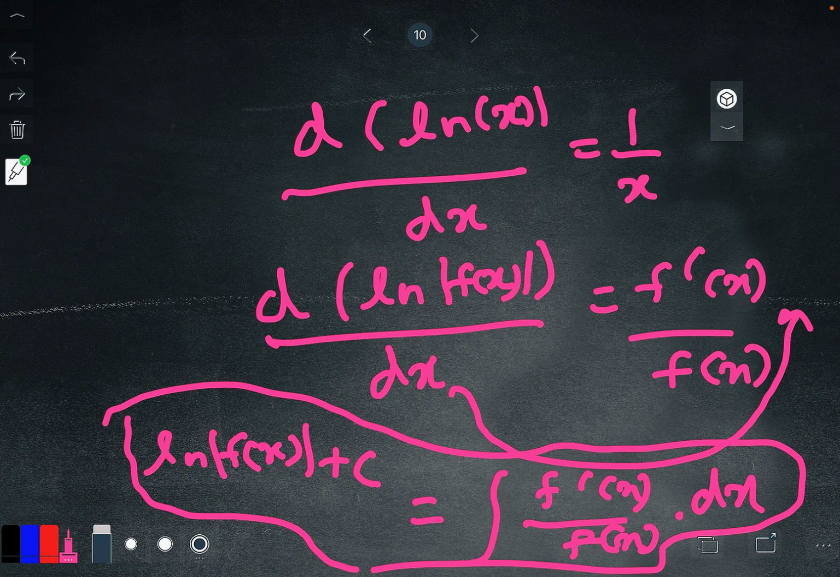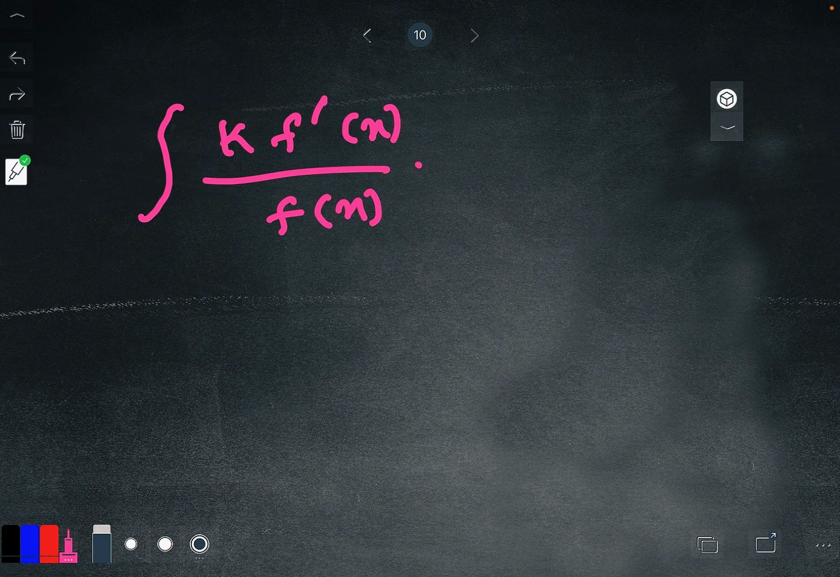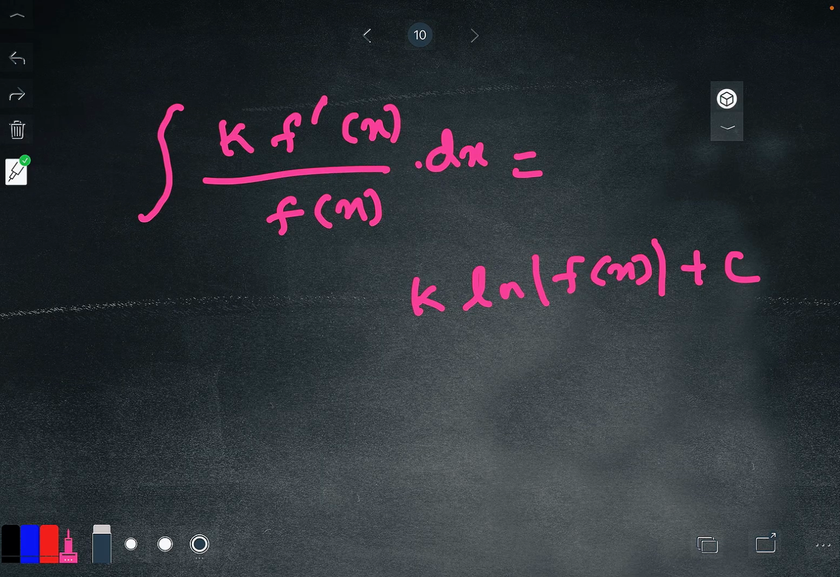And this is the important idea that we're going to discuss in this session. The integral of f prime x over f of x is equal to ln f of x plus c. And if there is a constant k, the integral of k f prime x over f of x is equal to k times ln mod of f of x plus c. This is basically the chain rule in reverse.